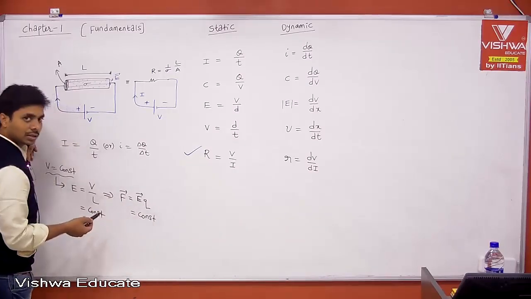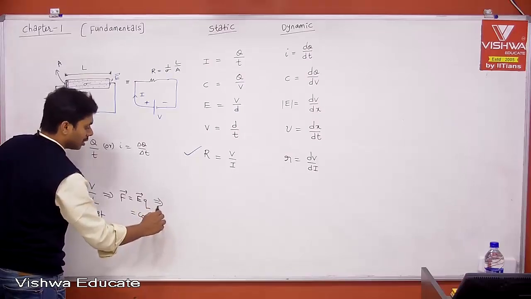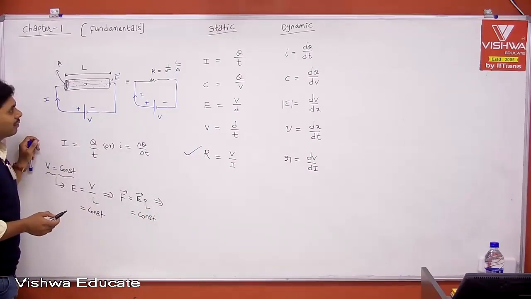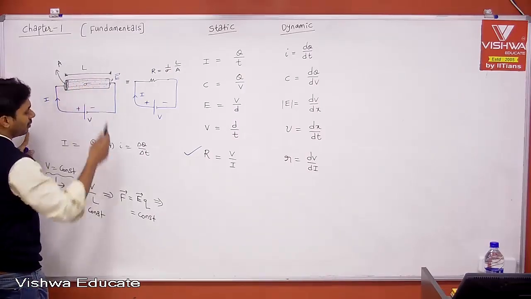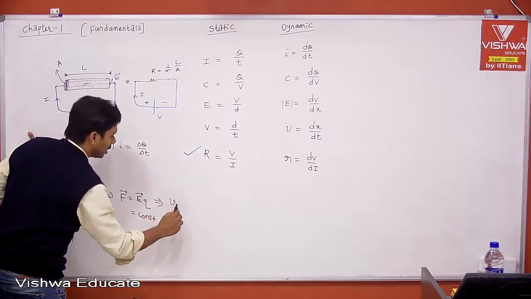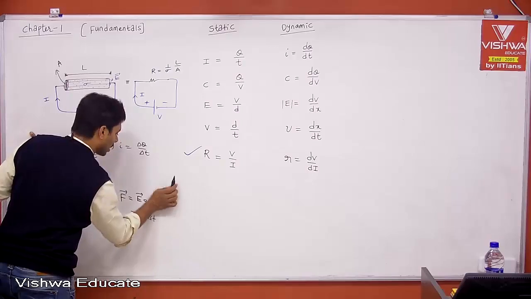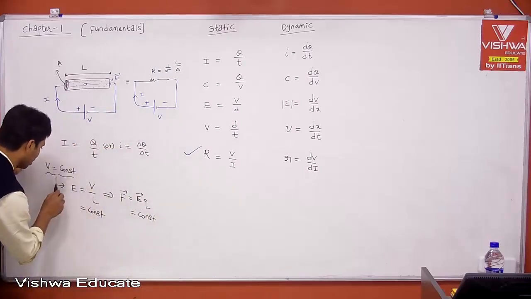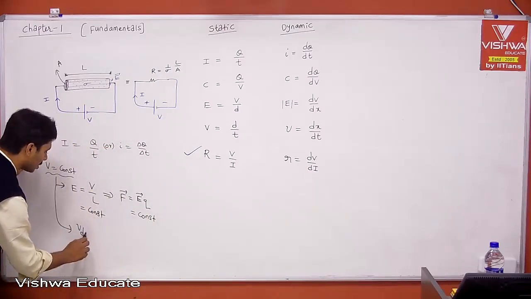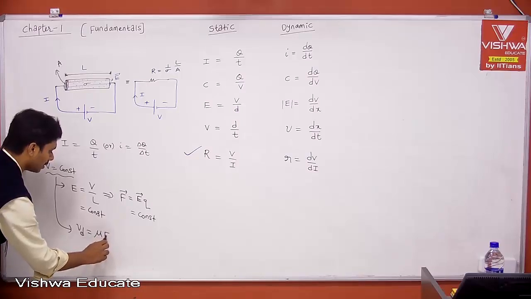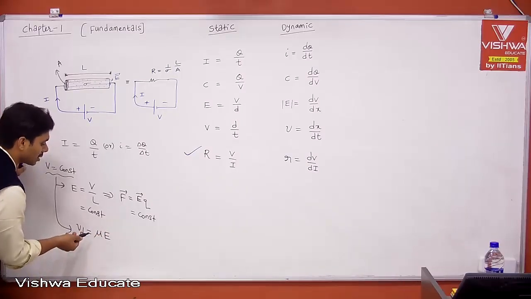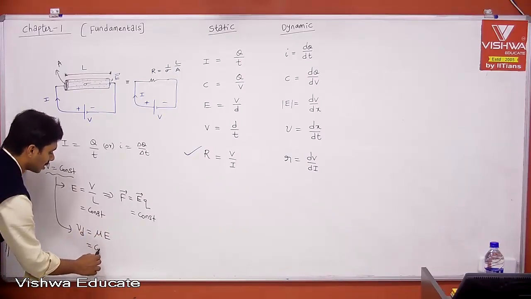When force is constant, according to Newton's second law, what do we get? There is a charge movement because of which we get something called drift velocity, Vd. Directly from here, I can say that when the electric field is constant, the drift velocity Vd is equal to mu into E. When E is constant and the temperature is constant, your Vd is constant.